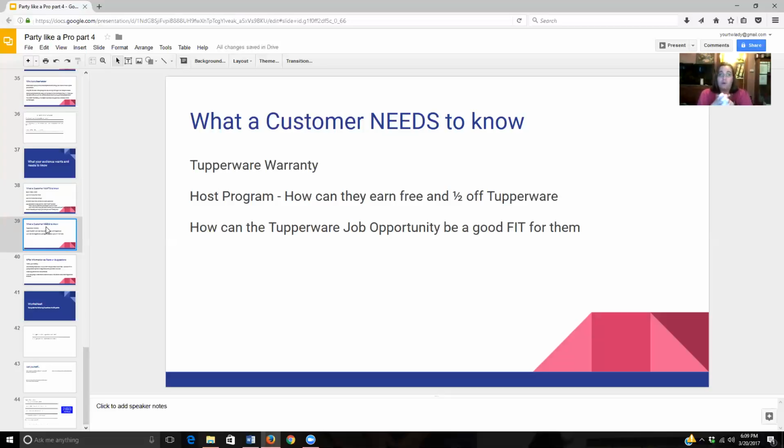Our hostess program. Every direct sales company has some kind of a hostess program, and it's important that we relay our hostess program to our customers. Help them to see what the value in hosting a Tupperware party is. How can they earn free products? How can they earn half off Tupperware? How can they earn host exclusive products?